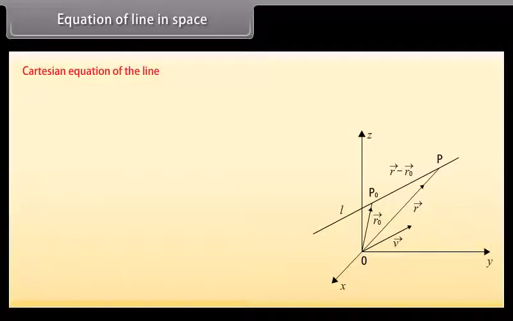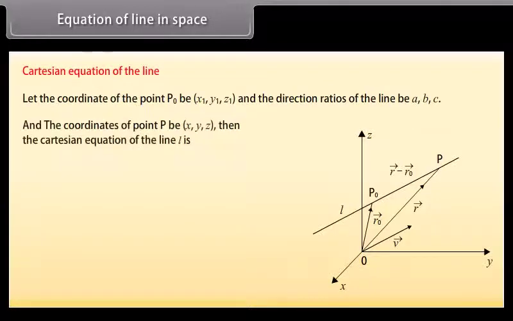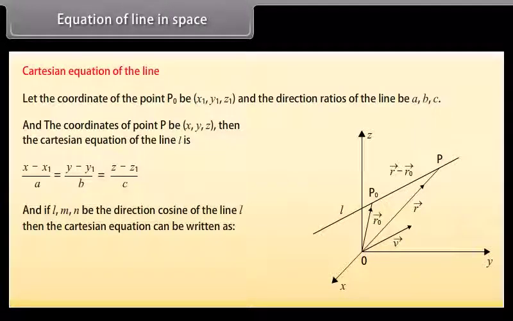Cartesian equation of the line. Let the coordinates of the point P0 be x1, y1, z1 and the direction ratios of the line be a, b, c. And the coordinates of point P be x, y, z, then the Cartesian equation of the line is (x minus x1) by a equals (y minus y1) by b equals (z minus z1) by c. And if l, m, n be the direction cosines of the line L, then the Cartesian equation can be written as (x minus x1) by l equals (y minus y1) by m equals (z minus z1) by n.